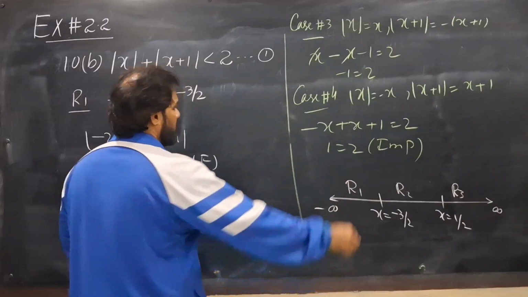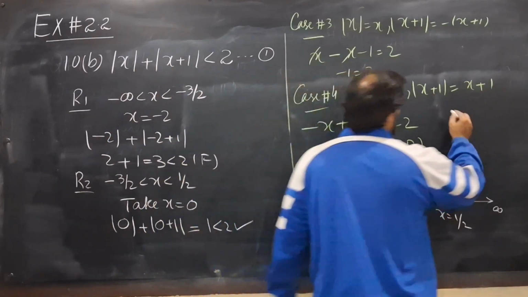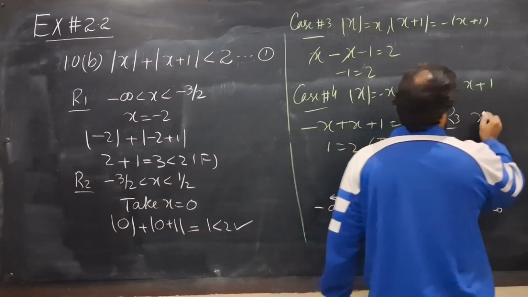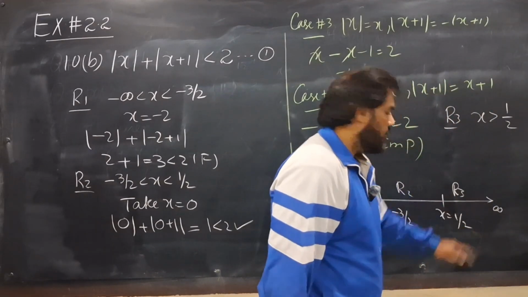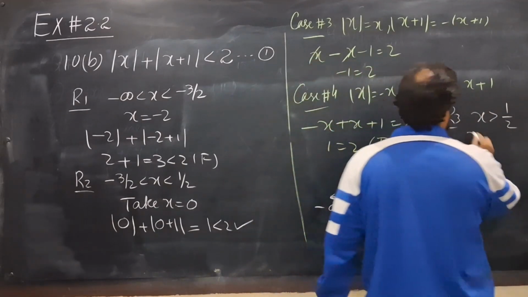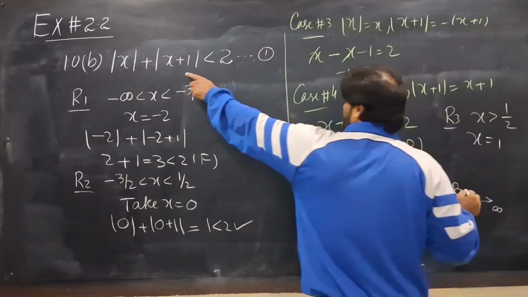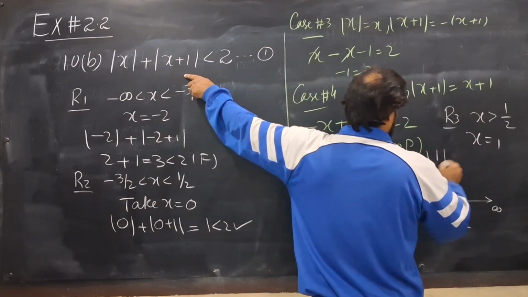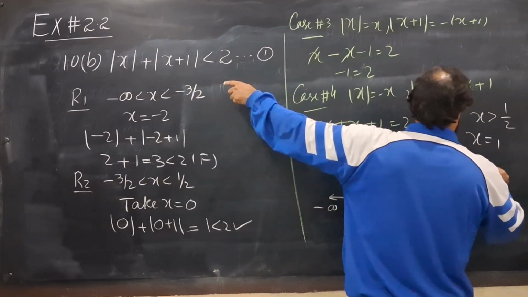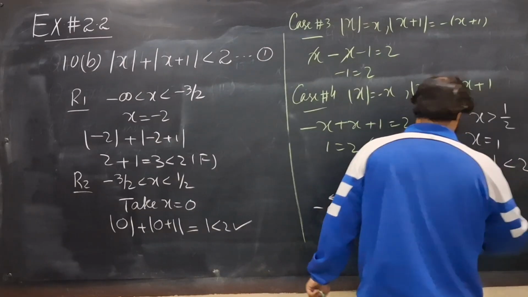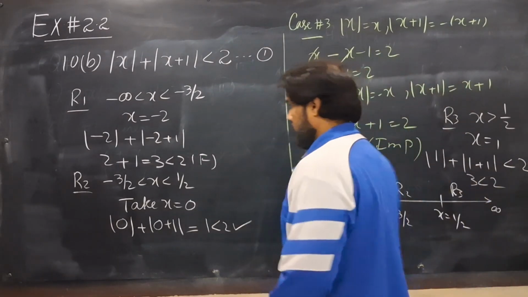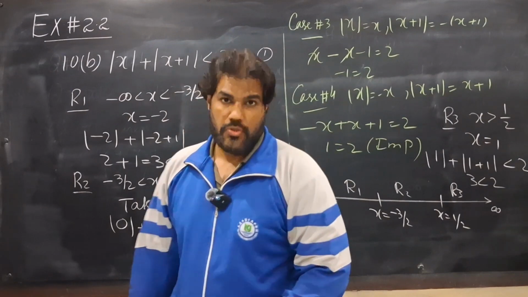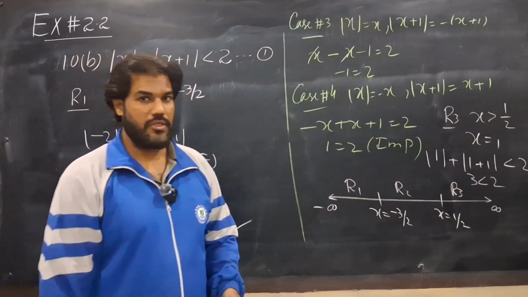Lastly, region 3, when x is greater than 1 by 2. Take any point from this interval, take x equal to 1. Put x equal to 1 in the given inequality. This becomes absolute 1 plus absolute 1 plus 1, that is 1 plus 2, which is 3. Is 3 less than 2? No, this is not possible. So region 3 also does not satisfy the given inequality.